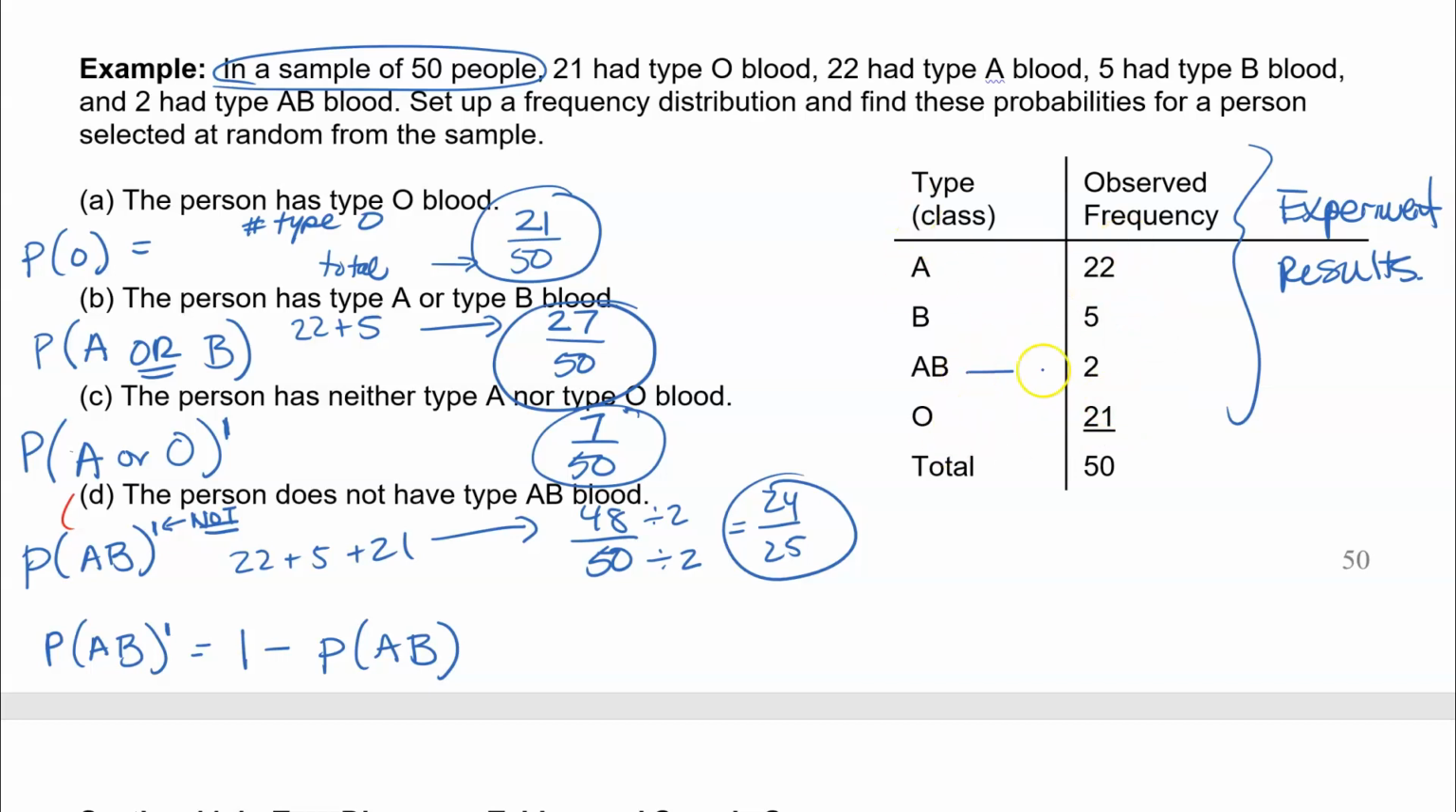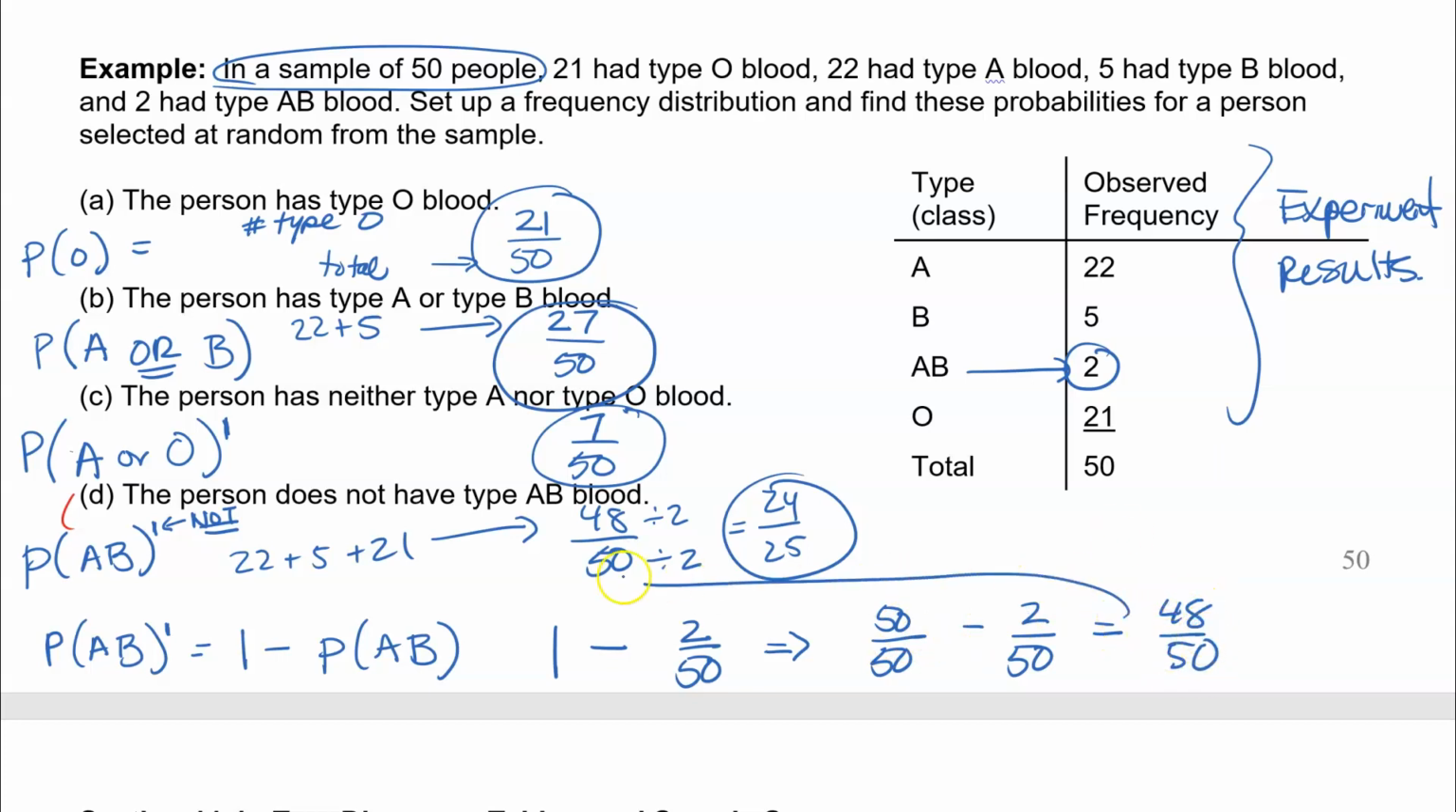If we look at the table, there's a 2 out of 50 chance that somebody is going to have AB blood. So if we do 1 minus 2 over 50, which if we write 1 as 50 over 50, it would look like this. And then if we subtract these two fractions, we get 48 out of 50, which is the same thing we got up here.